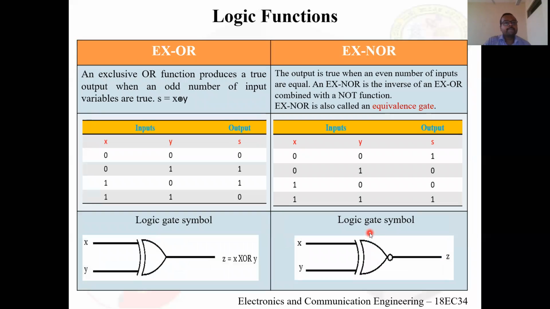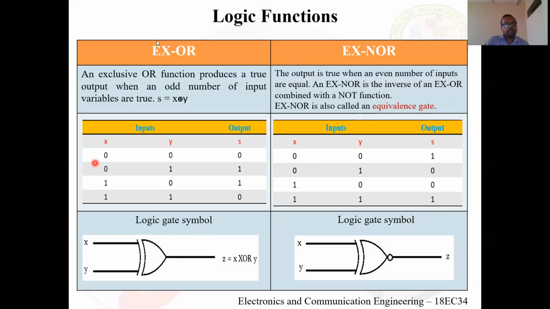The other two derived functions are XOR and XNOR. XOR, we call it an odd function. When an odd number of inputs is equal to 1 or true, the output is equal to 1. XNOR is called an even function. When I say even function, when you have an even number of inputs which are true, then only the output is high. And XNOR is nothing but the complement of the XOR operation.